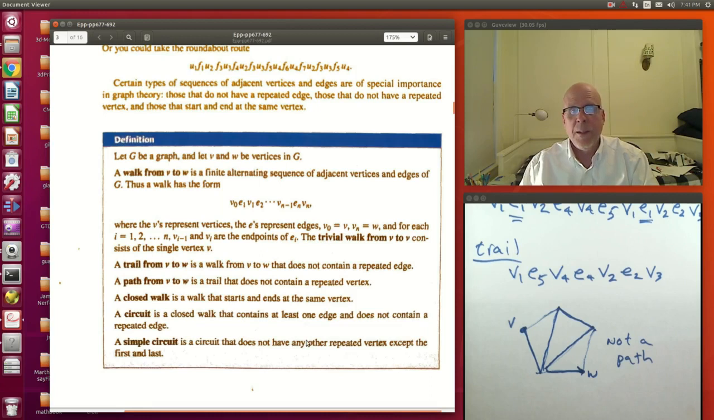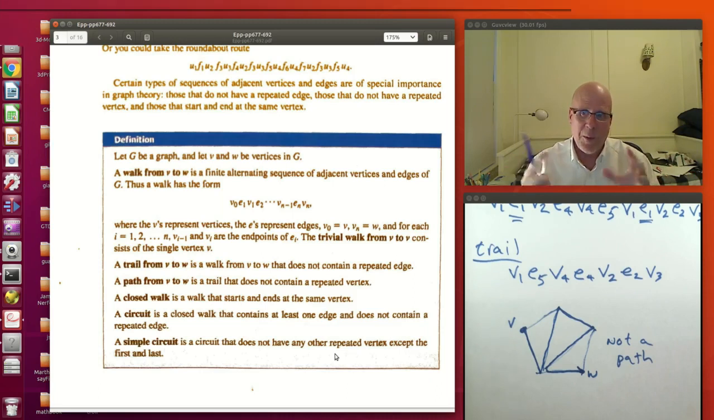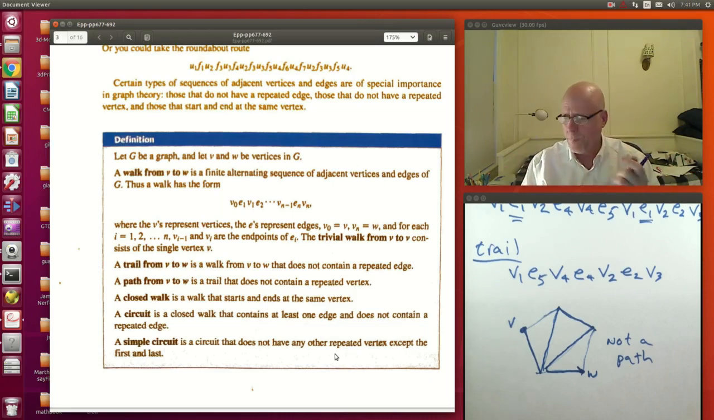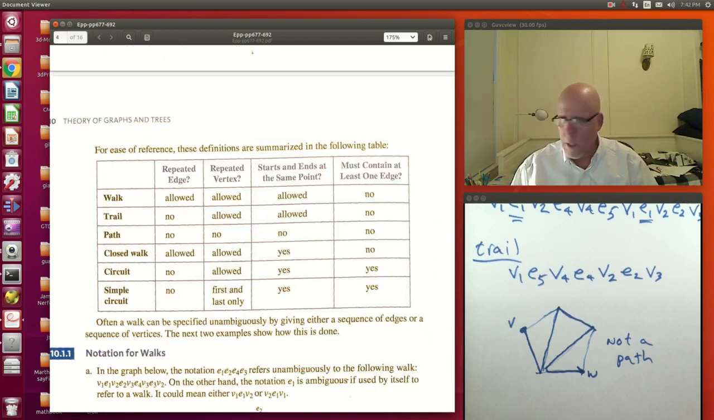And then simple circuit. Finally, that's our most complicated thing. It's a circuit, so it's a closed walk, and because it's a circuit, it doesn't have any repeated edges. But to make it simple, it may not have any repeated vertices. Well, except it's got to begin and end at the same spot, so that one dispensation is allowed to it. There's a great chart here on the next page.